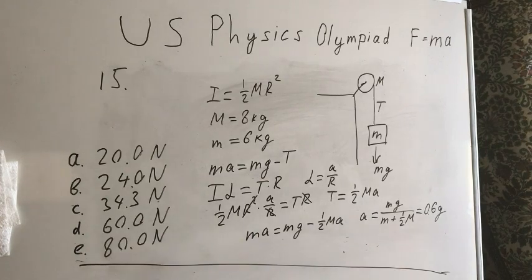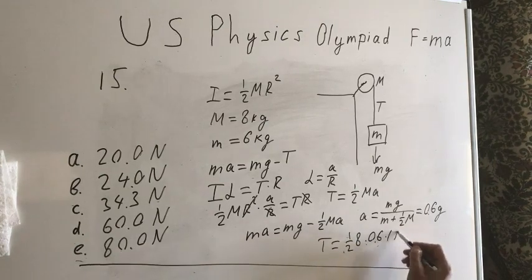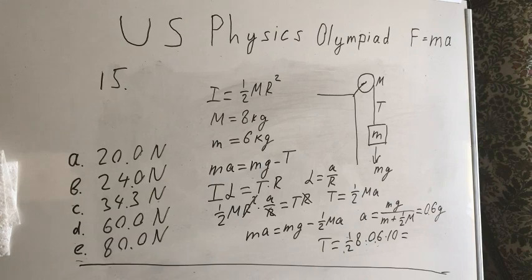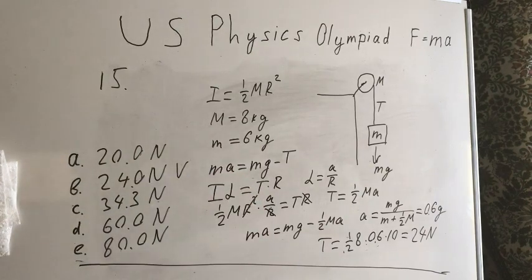And when we found the acceleration, we can put this acceleration in this expression for tension. This is what we need to find. That's 1/2 times 8 multiplied by 0.6 times 10. So that will be 24 newtons. So that's the correct answer. B is the correct answer.